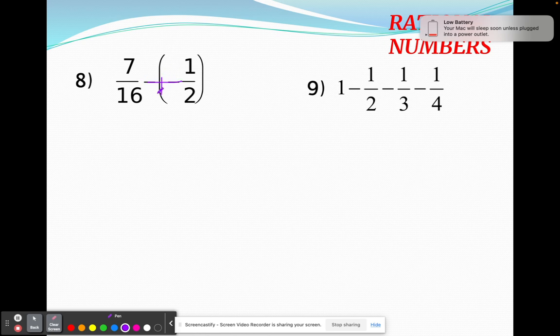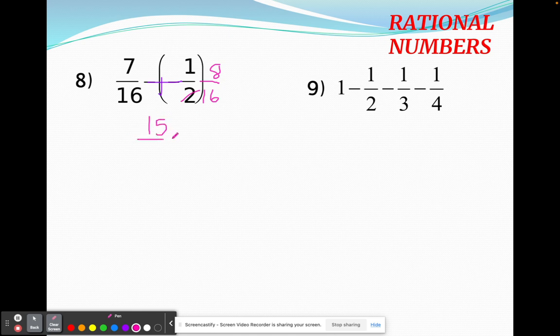Again, I'm going to need to have a common denominator. So what common denominator can I have? Well, I can have 16. So if I rewrite this with the 16 on the bottom, I'm multiplying by 8. If I multiply the denominator by 8, I have to multiply the numerator by 8. 1 times 8 is 8. So 1/2 is the same as 8/16. Now I have 7/16 plus 8/16. That is 15/16.